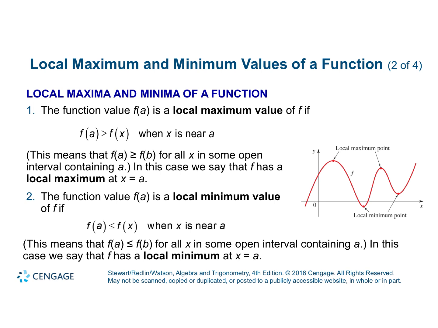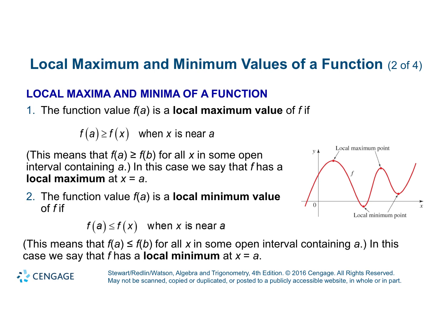So, local maximum and local minima of a function. The function value f of a is the local maximum value of f if f of a is greater than f of x when x is near a. So, you can have more than one local maximum point. It just depends on the interval that you're using. So what does this mean? This means that f of a is greater than f of x for all x in some open interval containing a. In this case, we say that f has a local maximum at x is equal to a, and it also applies for local minimum.